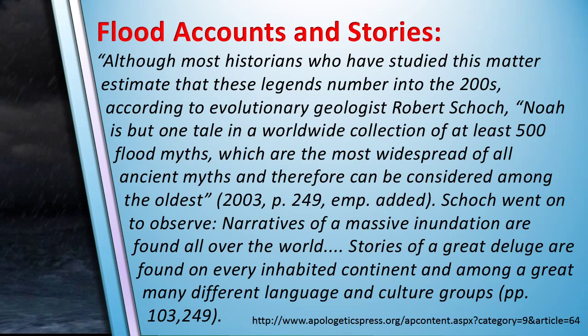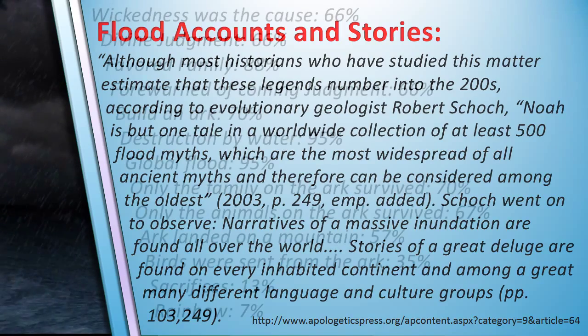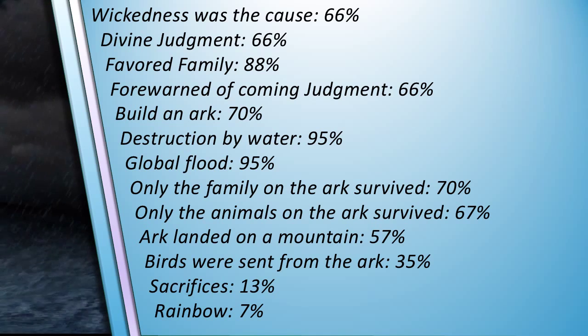Stories of a great deluge are found on every inhabited continent and among a great many different language and culture groups. When compared, those flood stories from around the globe have remarkable similarities that point back to a real historical event that must have been burned into the memory of the cultures that descended from that family that was saved. Next to each detail of the Genesis account, we see the percentage of the many flood legends that contain that same detail, and there are even more similarities that couldn't be listed here as we saw in our example.